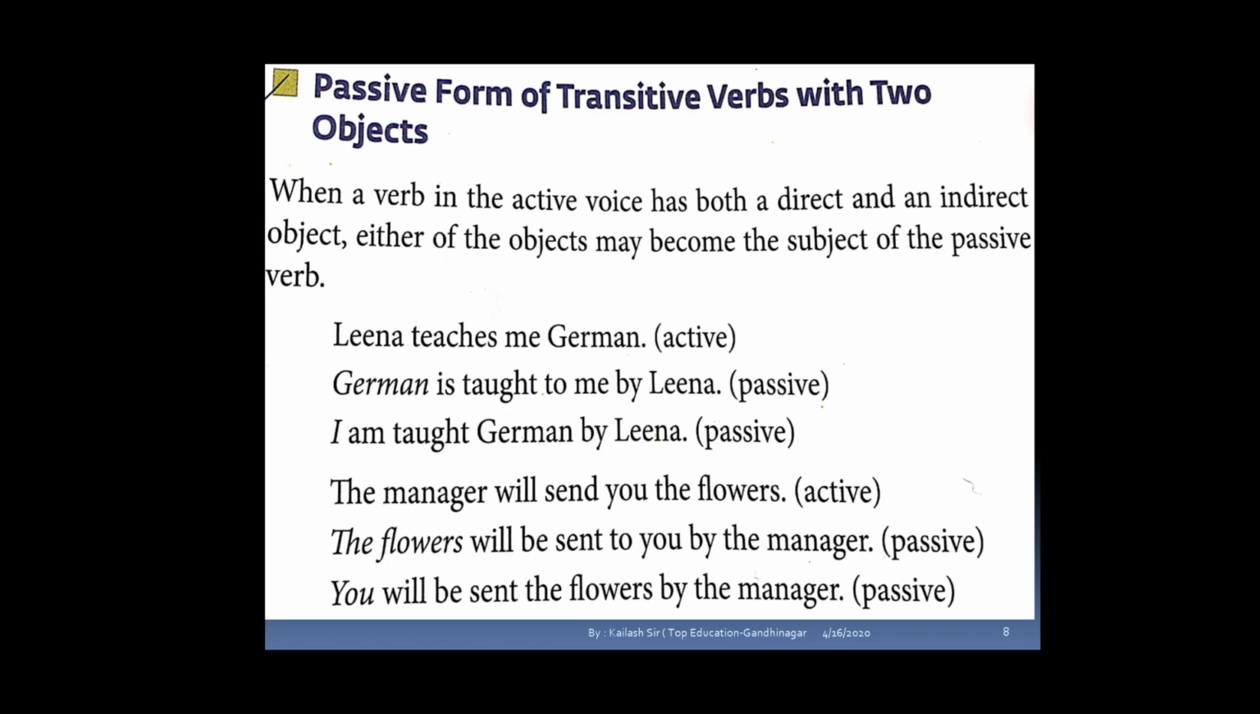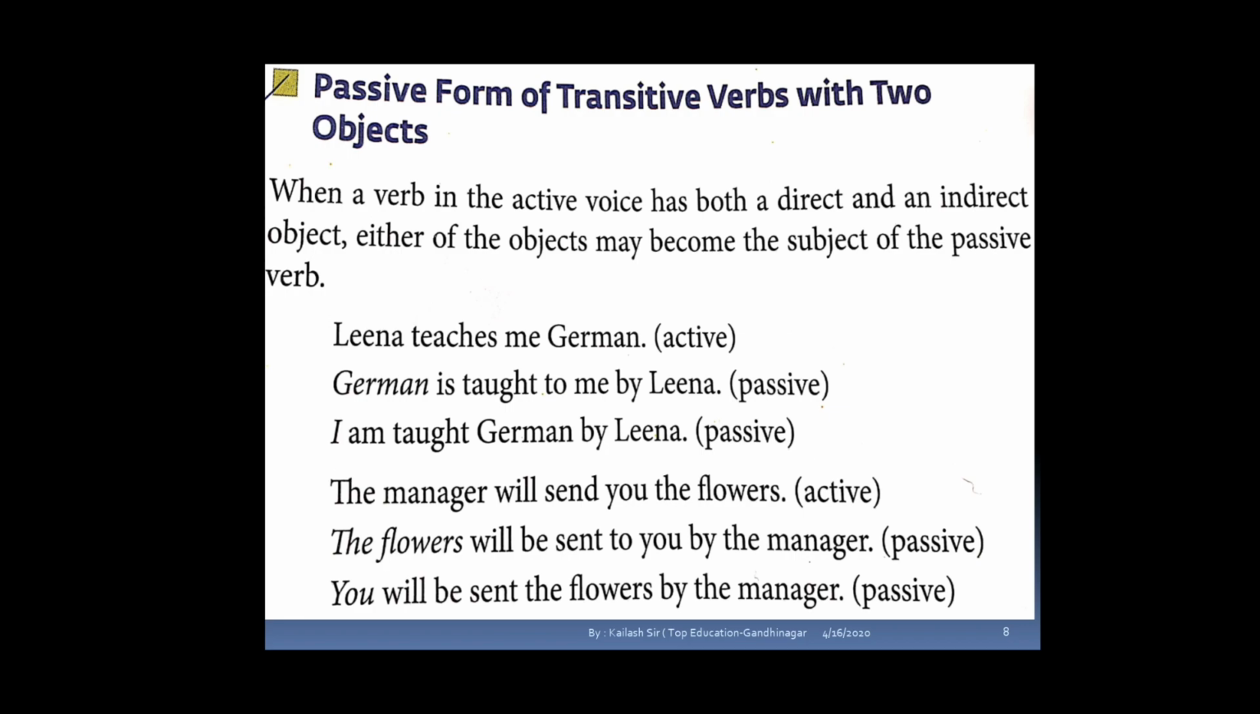First of all, what is direct and indirect object? Now, Lina teaches me German. There is one sentence given. First one, teaches: as I have taught you, ask who and what. Teaches is not me; teaches what? German. So German is the direct object and me is the indirect object, like this.